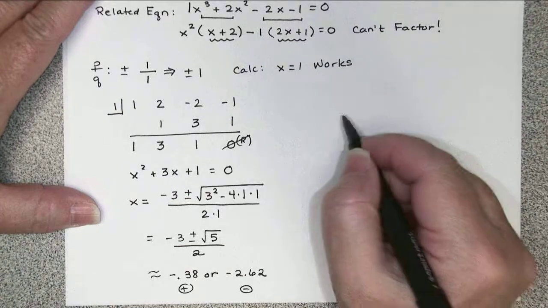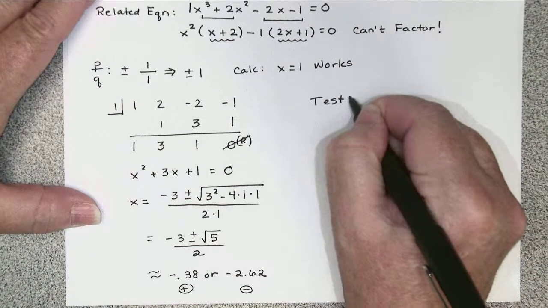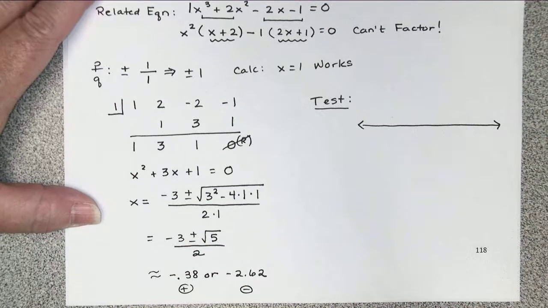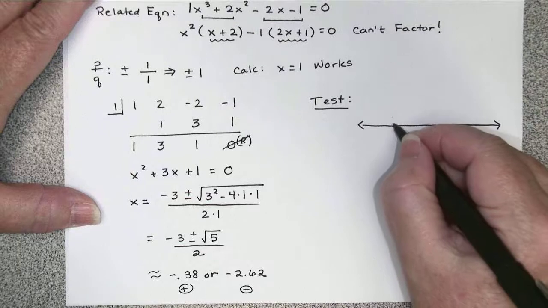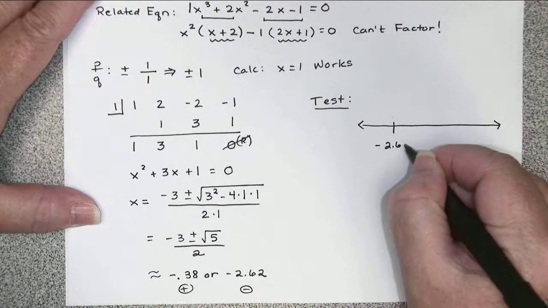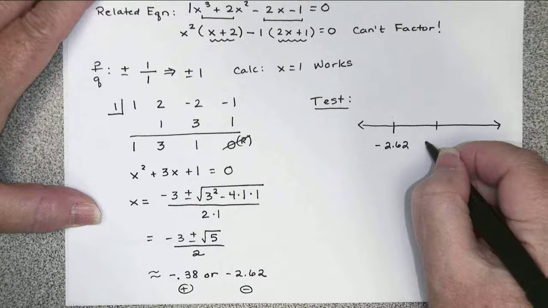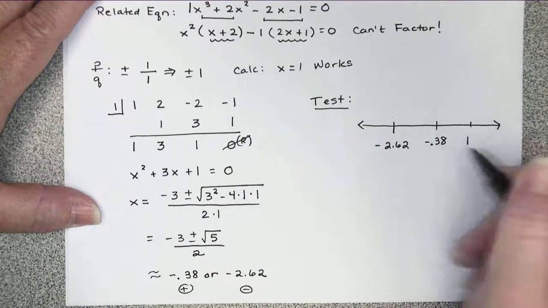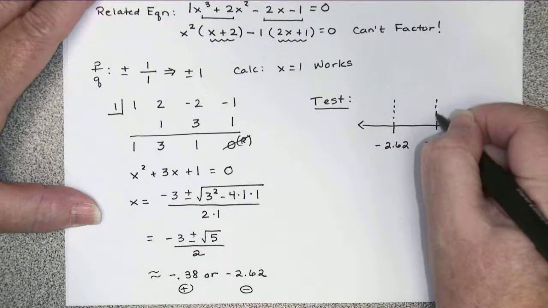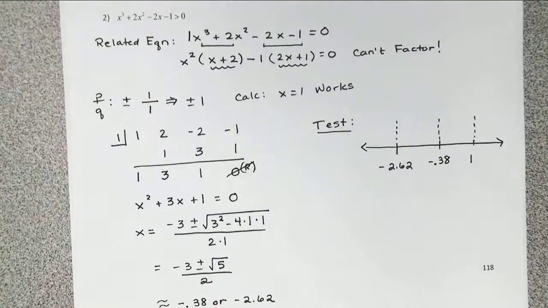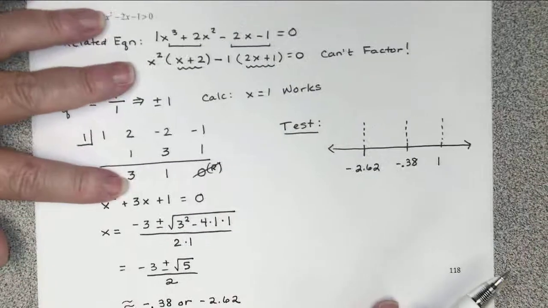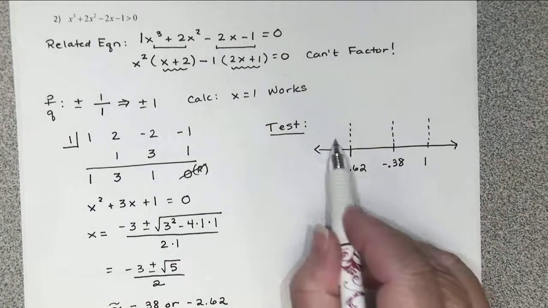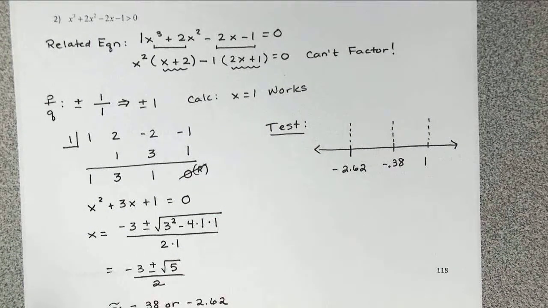All right, so let's go ahead now and test our solutions, or at least the number line based on our solutions. My related equation gave me zeros at negative 2.62, negative 0.38, and then this x equals 1. I'm just going to separate those out a little bit. I need to determine for each of these four intervals whether my original inequality is true or false.